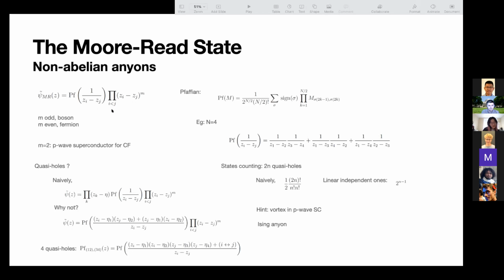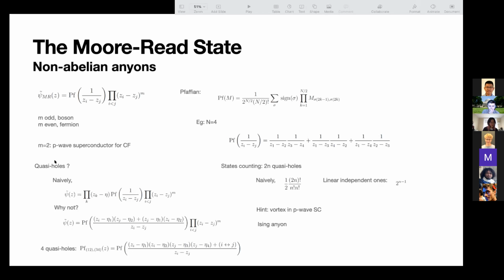it actually doesn't have any divergence when z_i approaches z_j. So this is very good. Also, because this Pfaffian is naturally anti-symmetric, this Moore-Read state is for a bosonic system when m is odd, and for a fermionic system when m is even. So that's a difference between this and the Laughlin wave function. Interestingly, for m equals 2, this describes a p-wave superconductor of composite fermions at nu equals 1/2.